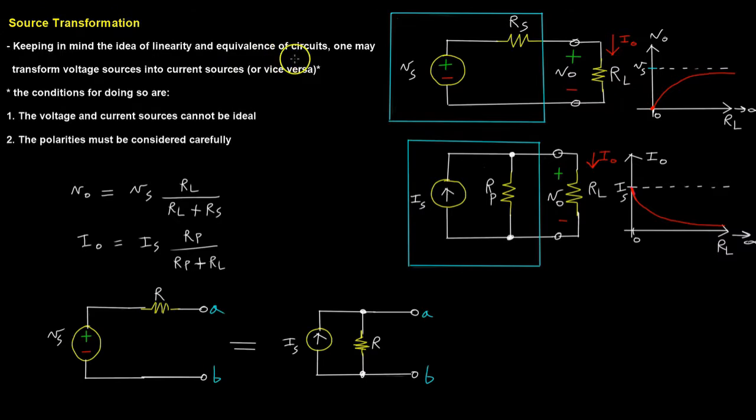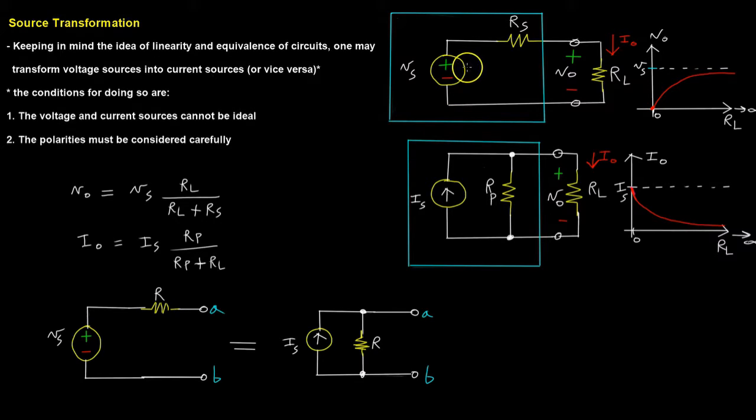If you keep in mind linearity and equivalence, you're able to transform a voltage source into a current source and vice versa. There are two conditions that you must follow to be able to do this. The first one is that the voltage and current sources cannot be ideal, and we'll see why that is. They have to be practical sources with some loss. And recall that losses are usually modeled by resistors. The second condition is that the polarities must be considered carefully. So you definitely have to pay attention to the polarities of the voltage source or the direction of the current flow.